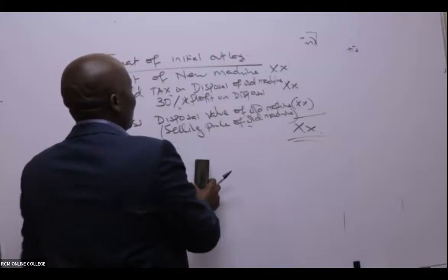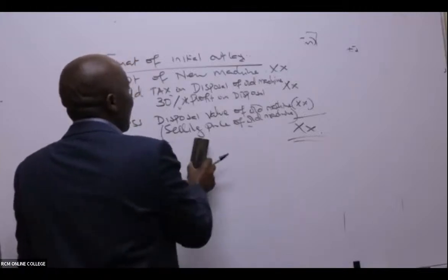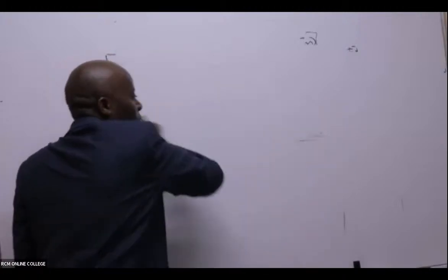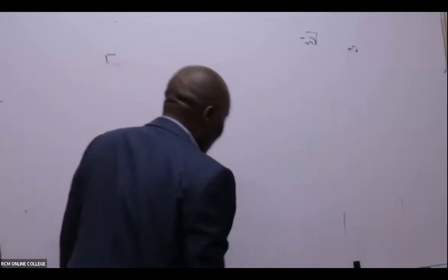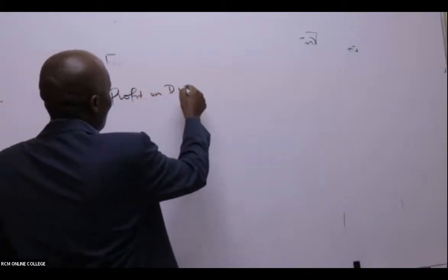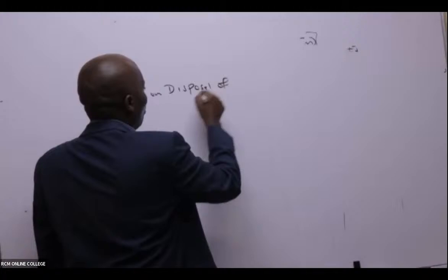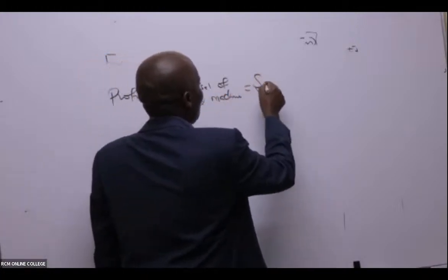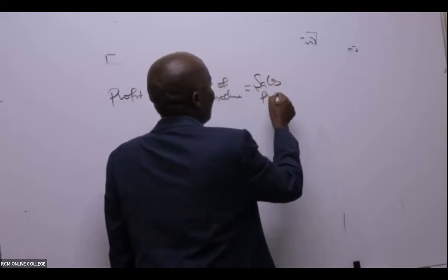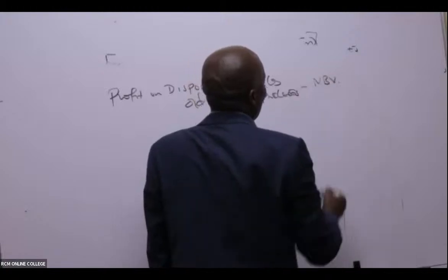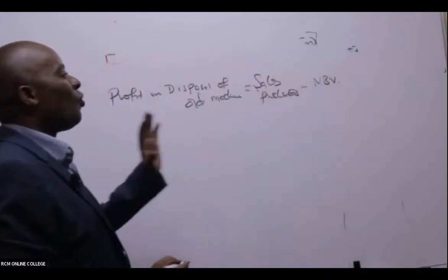So I'll look for the tax. The only thing that I'm looking for here is a tax on disposal. So first of all, give me the profit on disposal. Profit on disposal of old machine. Sales proceeds minus net book value at year 2. Minus net book value.